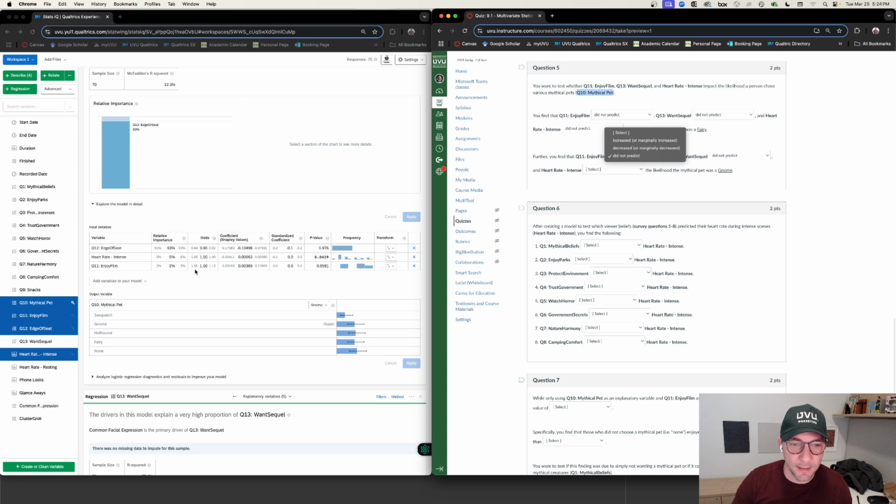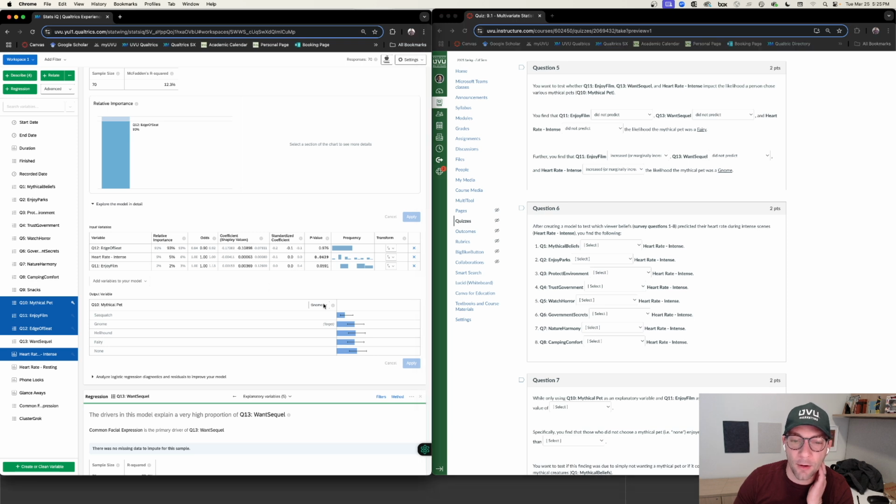Enjoy film, for me, this is marginally significant. I'm getting a positive beta, so the more they enjoyed the film, it increased the odds that they chose a gnome. And then for heart rate, this is significant, positive here, so the higher the heart rate, the increased likelihood that they chose a gnome. Okay. So that would be my answers here. Yours again are going to be different, but that's how we would go about this if our outcome was categorical.